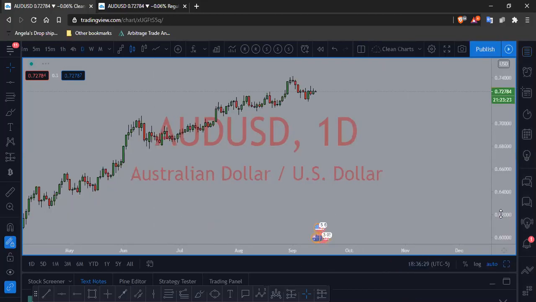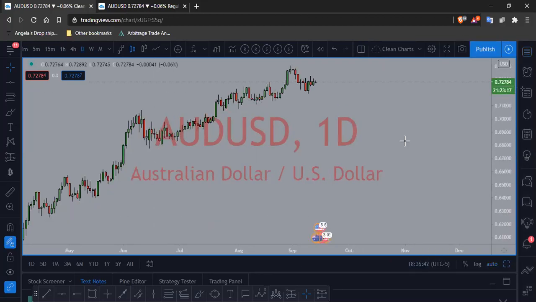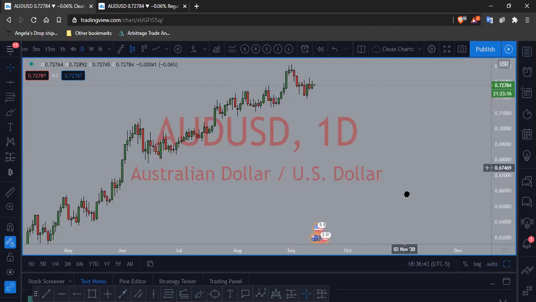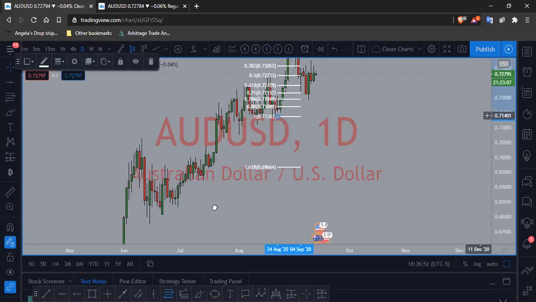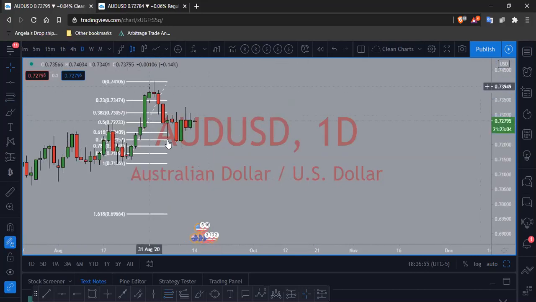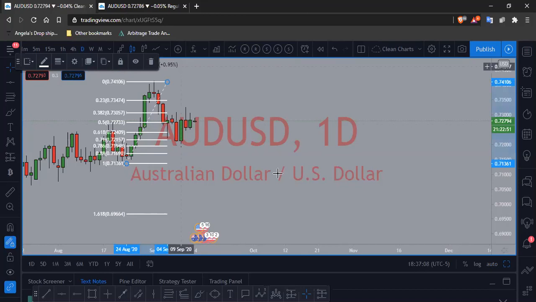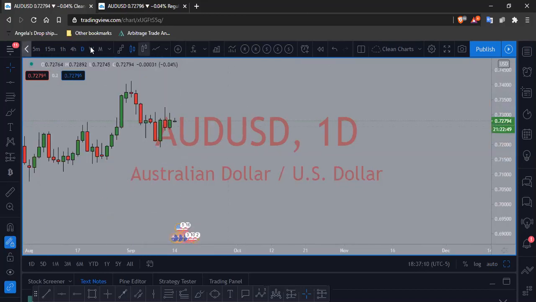What I didn't realize with AU is that with the last swing it made, from right here to up here, price came and dropped down to the 78.6 Fibonacci level, and then it jumped up to the 38.2 right after. That is just something I wanted to point out real quick to let everybody know.